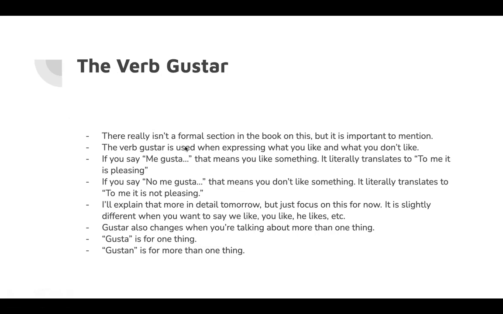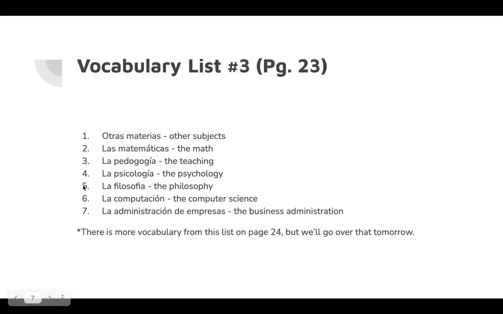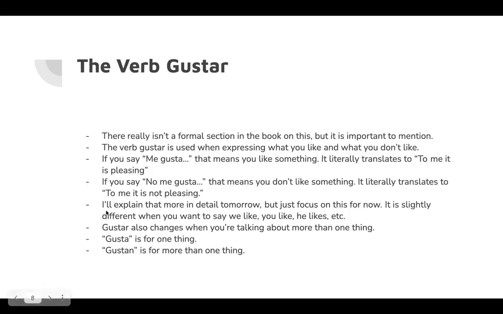The verb gustar is used to express what you like and what you don't like. If you say me gusta, that means that you like something. It literally translates to me it is pleasing. But me gusta means I like, and then whatever you want to put after it. Like if you say me gusta la filosofía, that means I like philosophy.